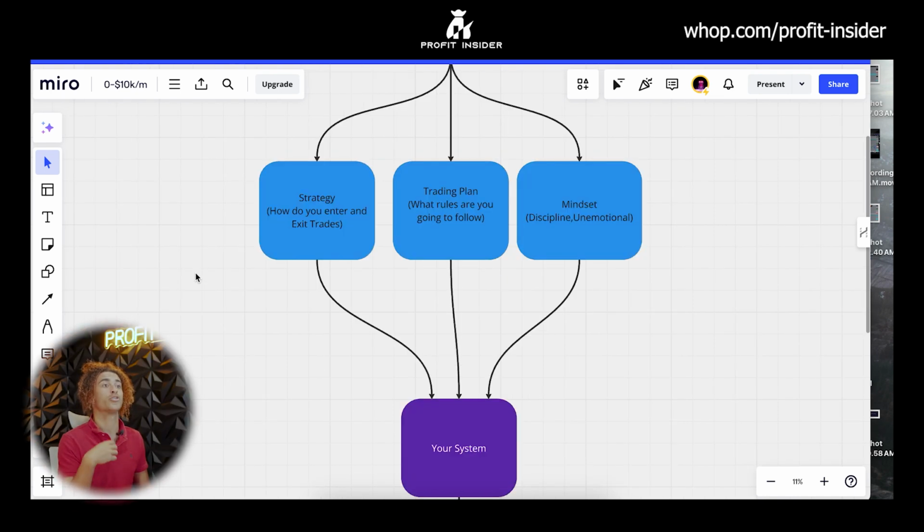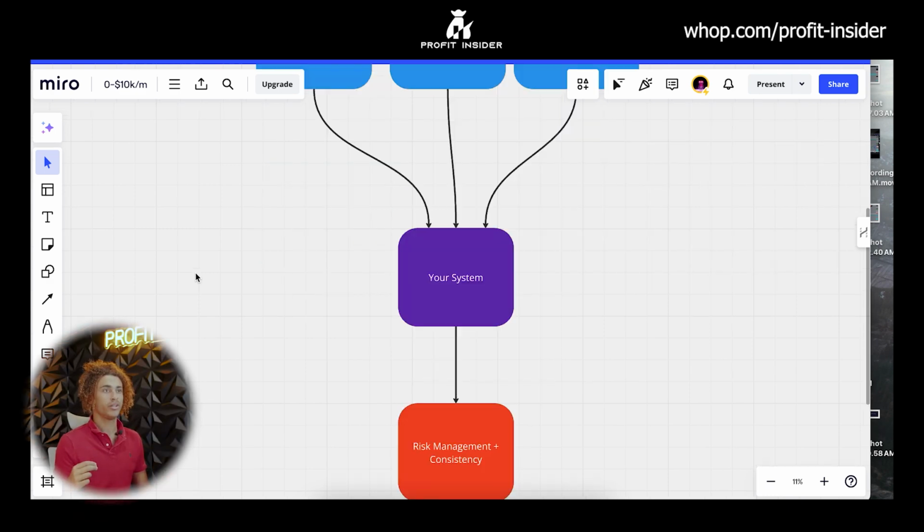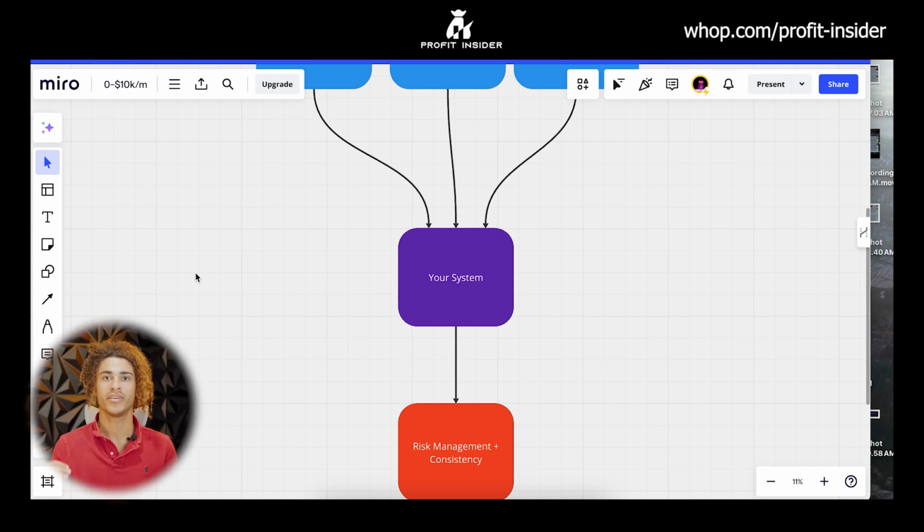These three things, your strategy, your mindset, and your trading plan, come together, and we call this your system as a trader. So whenever somebody asks, what's your system? They're talking about your mindset, your trading plan, and your strategy. So your system is pretty much how you trade and who you are as a trader, what makes your trading style unique to you.